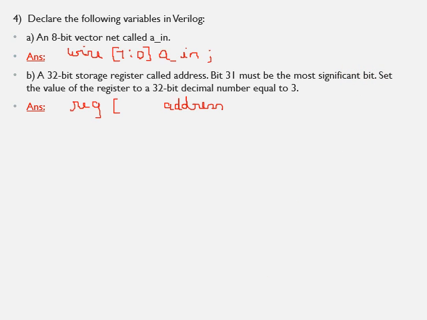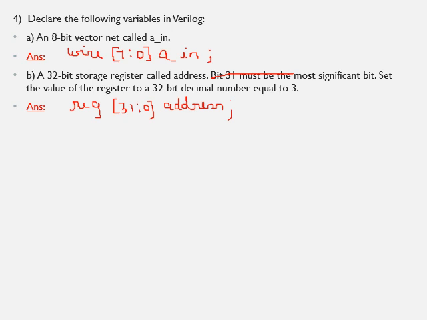An additional condition is given, that bit number 31 must be the most significant bit. Here you could declare the register vector as 0 up to 31 or 31 down to 0. But since it is specified that bit number 31 should be the most significant bit, you don't have any other option. It should be declared as reg [31:0] address.